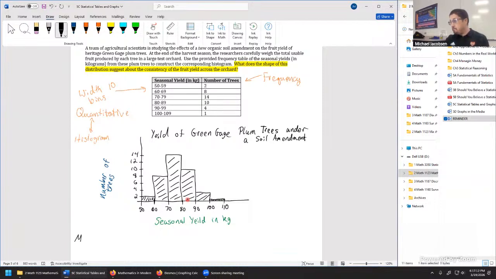Let's begin by saying most trees yielded between 60 to 90 kilograms of plums under this soil amendment. So that's one sentence in.